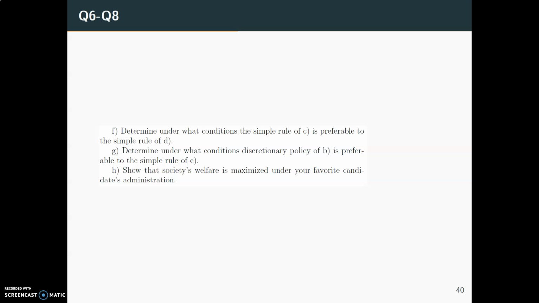So now I consider these three questions together, basically simultaneously, because they're very similar and they depend on each other. Question F, question 6 here, is: determine under what conditions the simple rule of C is preferable to the simple rule of D. Then question G, or question 7: determine under what conditions the discretionary policy of B is preferable to the simple rule of C. And then question H, or question 8, we asked: show that society's welfare is maximized under your favorite candidate's administration.